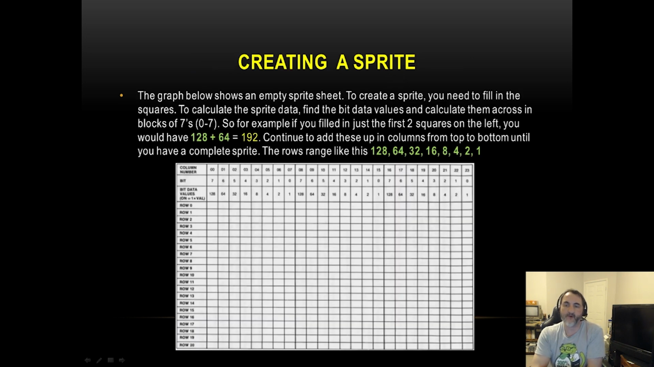Creating a sprite. The graph below shows an empty sprite sheet. To create a sprite, you need to fill in the squares. To calculate the sprite data, find the bit data values and calculate them across in blocks of 8, 0 to 7. So for example, if you filled in just the first 2 squares on the left, you would have 128 plus 64, which is 192. Continue to add these up in columns from top to bottom until you have a complete sprite. The values range like this: 128, 64, 32, 16, 8, 4, 2, 1, which are powers of 2, because 2 times 2 is 4, and so on.